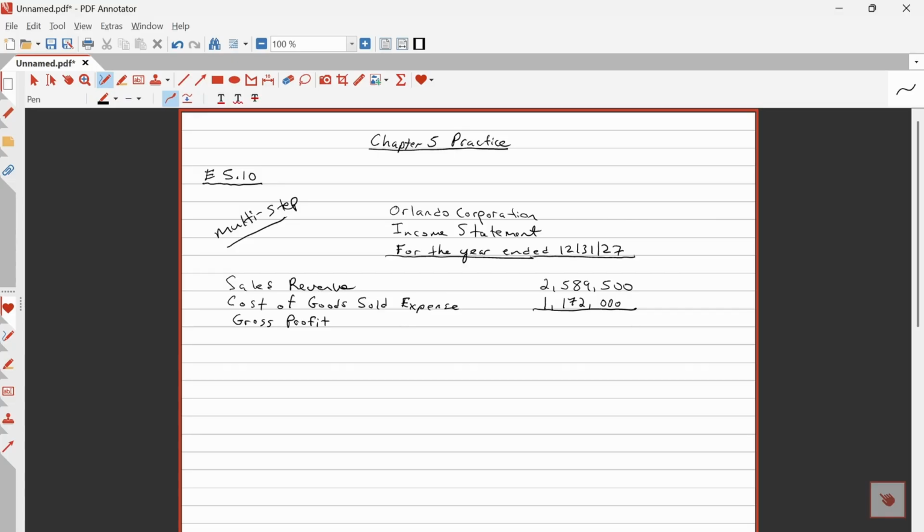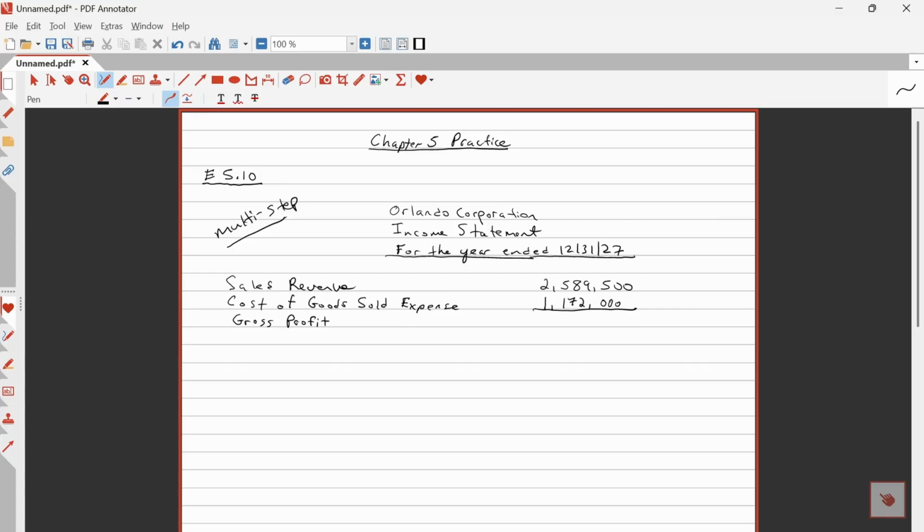On a single step income statement, would you see the line item gross profit? No. Single step, you would just have all the revenues listed. Sales revenue, rent revenue, get a total. And then underneath that total, list all the expenses. Cost of goods sold expense and all the expenses, get a total. Subtract total expenses from total revenues to get net income. That's single step. You don't classify things, but on multi-step, you classify.